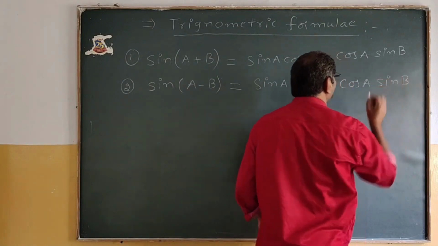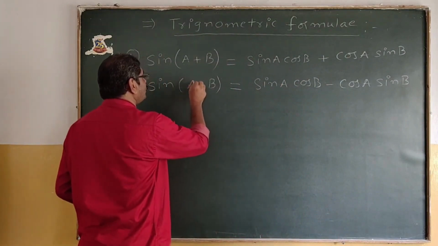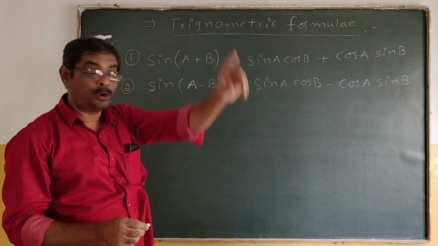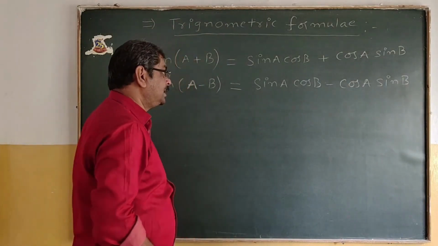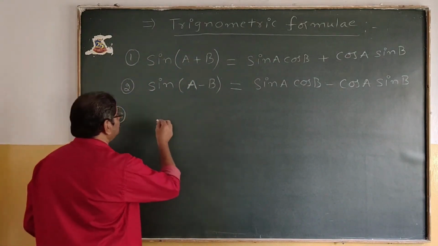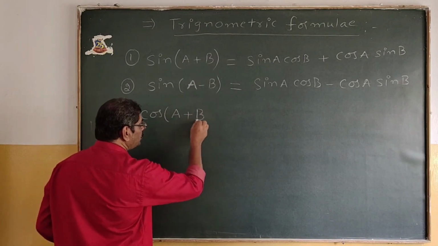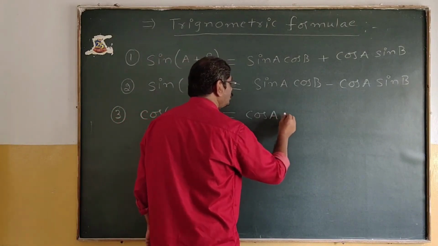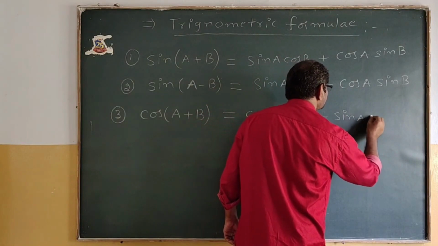So one more important formula we got. Sine of A minus B will be numerically equal to sine A cos B minus cos A sine B. Now similarly, one more important formula, the third one: cos of A plus B will be numerically equal to cos A cos B minus sine A sine B.